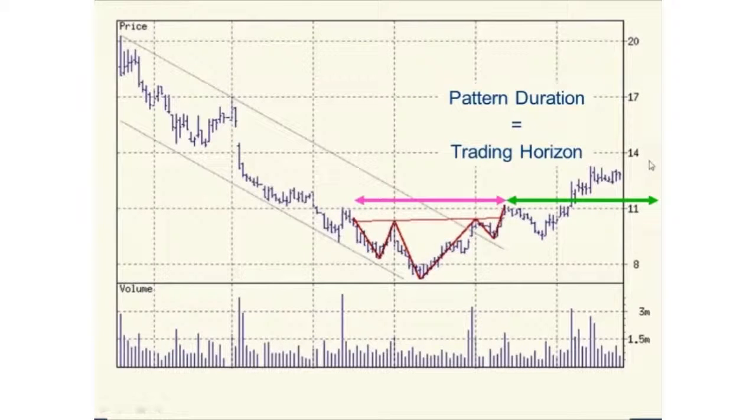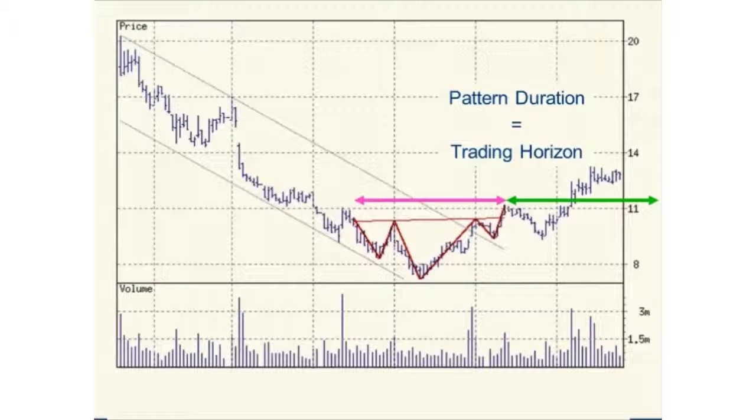Now, technicians will also derive what is called a trading horizon. They do that by measuring how long the pattern is, the pattern length, where the price crosses the neckline in the downward direction, to where the price crosses the neckline in the upward direction. That is the pattern duration. We add that amount to the confirmation date, and that tells us the trading horizon. In other words, how long do we think it will take to reach the target price?